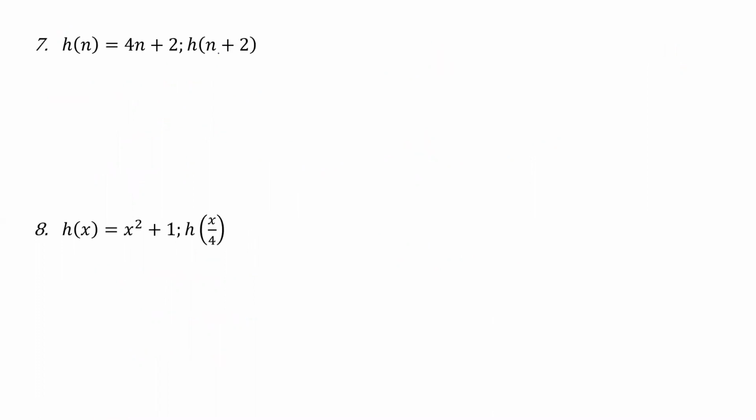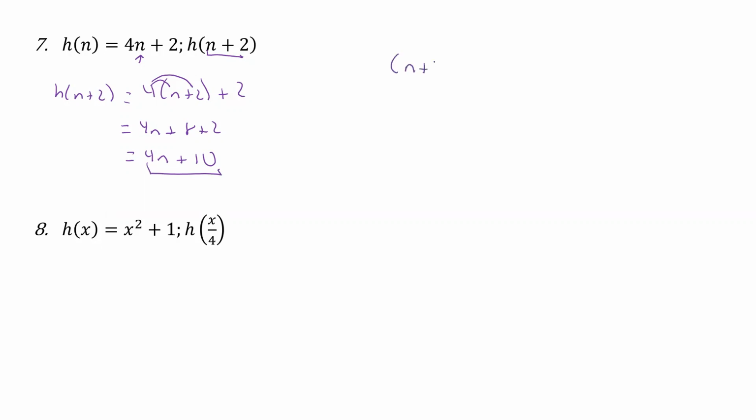What we're going to do is take h of n plus 2. So that means we're going to take the whole n plus 2 and plug it in here. So that's n plus 2. And so that's going to be 4 times n plus 2, and then still plus 2. Now we have to get rid of parentheses, so that means we're going to distribute. So that's going to be 4n plus 8 plus 2. So that's 4n plus 10. And so that is going to be our output from that input. So that's going to be n plus 2 comma 4n plus 10. And that's going to be our ordered pair.